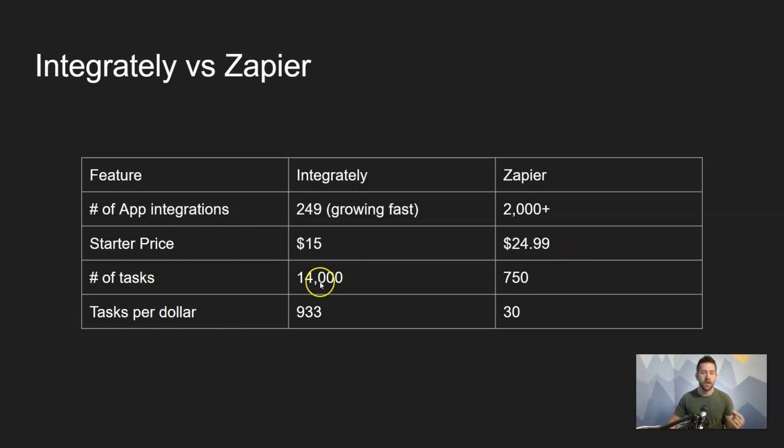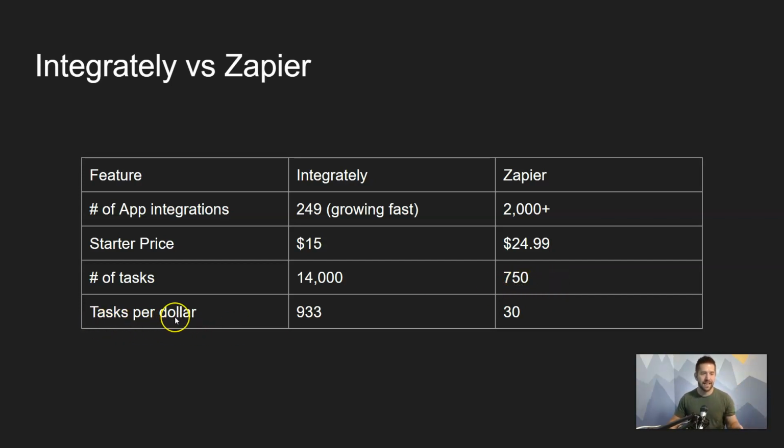And for that, what do you get? So with Integrately, you can currently get 14,000 automations, like actual running of your deal. And I think you can do 20 different recipes. So that's plenty for most people. With Zapier, you can do only 750 automations. So that's a lot less for a little bit more per month.